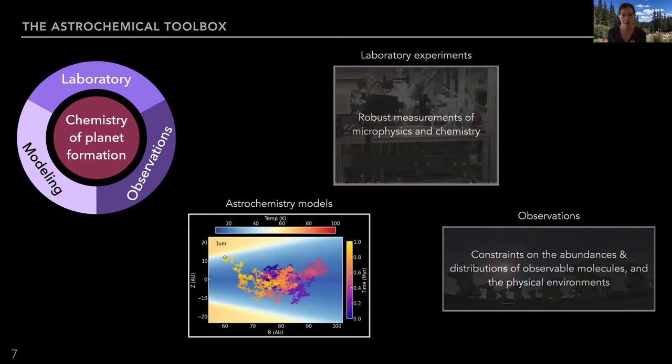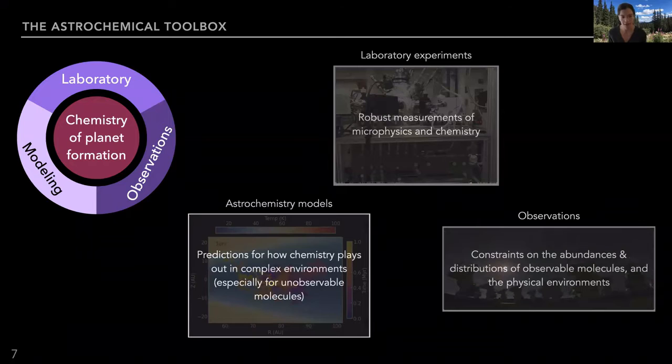Lab experiments allow us to make really robust measurements of the microphysics and chemistry at play in a very controlled setting. And then we can use astrochemistry models to put these pieces together and make predictions for how the chemistry plays out in much more complex environments, which is especially important for predicting the compositions and abundances of molecules that we can't directly observe.